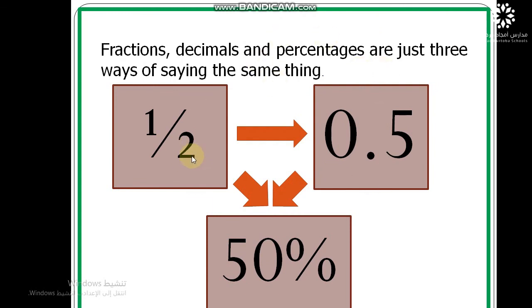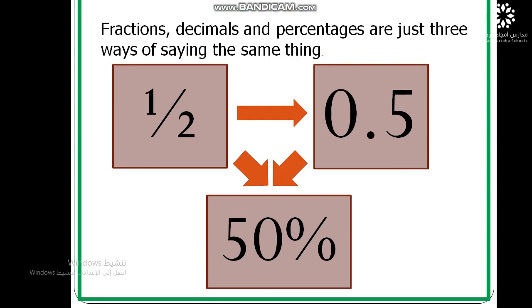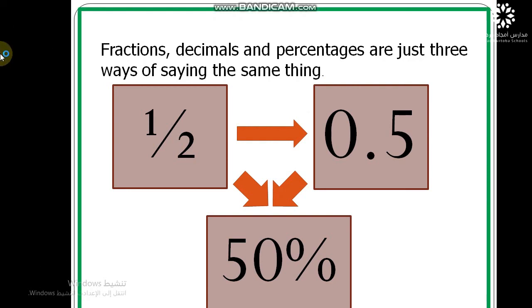Half. How can I convert it to percent? How? 2. I will multiply by 50 to make 200. It will be 50 over 100. 50 over 100 equal 50%. So half, 0.5 and 50%, three ways of saying the same thing.